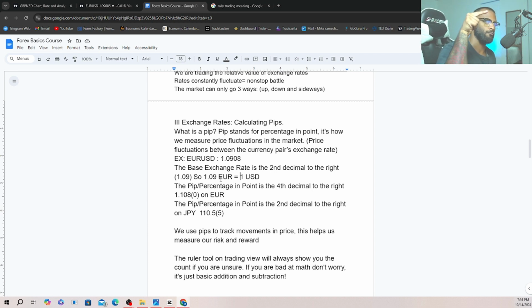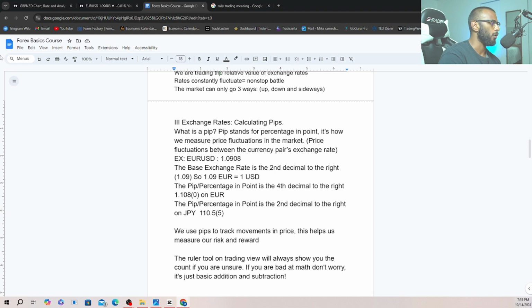Just copy these notes and write these notes down. The base exchange rate is the second decimal place to the right. So 1.09 is the current value of a euro to the US dollar. The dollar is worth less than the euro, so that's how we can identify the present day value of the exchange rate. Now the pip itself, guys, is not the second decimal place to the right.